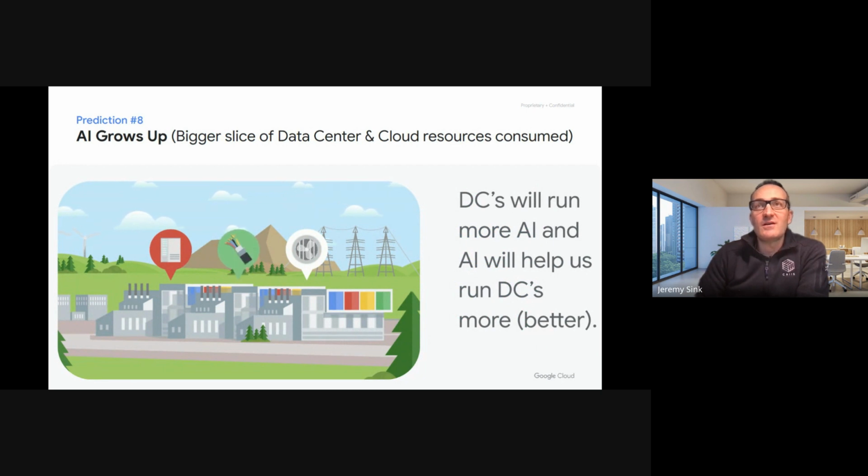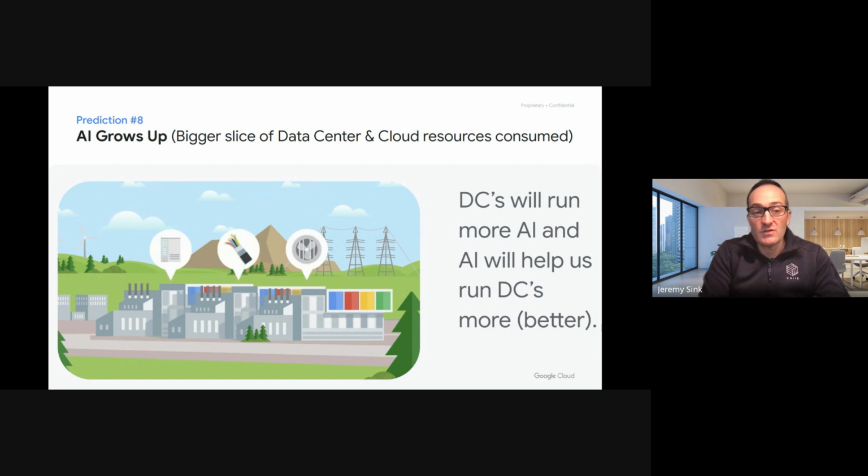All right, we're getting towards the end here. Prediction number 8: a bigger slice of data center and cloud resources are consumed. Data centers will run more and more AI, and that will help us run those data centers better. The prediction here is that 33% of our compute, network, and storage resources will go to AI-related workloads by 2026. That's a big chunk of the workload globally for compute, and 33% of that will become AI-related in just a couple of years.